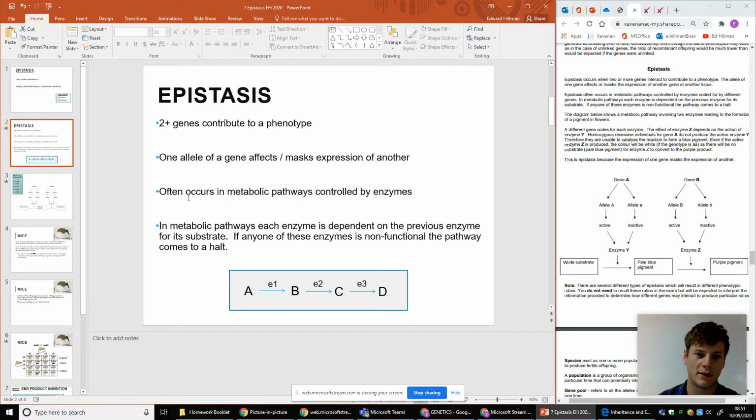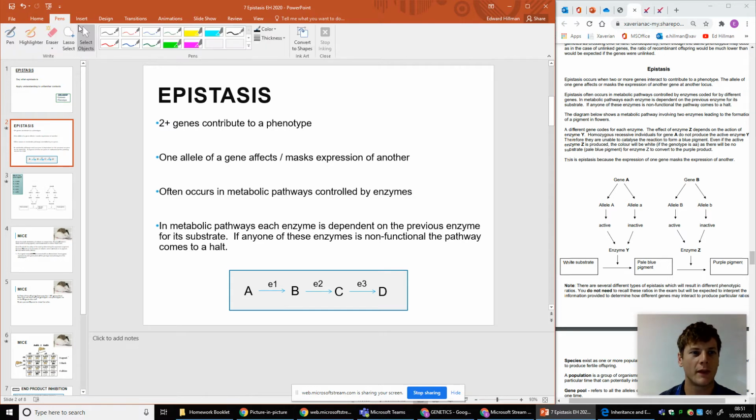This often happens in a metabolic pathway. So a metabolic pathway is a series of reactions that take place one after the other. And in that metabolic pathway, those reactions are controlled by enzymes. And the enzymes obviously require a substrate. So one reaction takes place. Let's have a look at this diagram down the bottom.